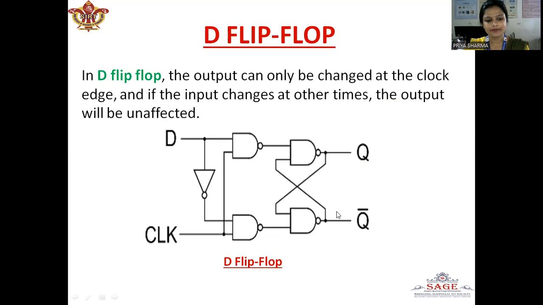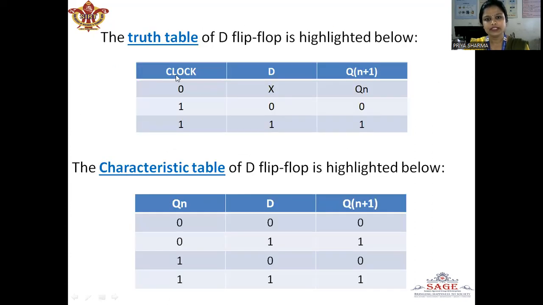Coming to the D flip-flop, or data flip-flop, it is a better alternative that is very popular in digital electronics. They are commonly used for counters, shift registers and for input synchronization. In the D flip-flop, the output can only be changed at the clock edge, and if the input changes at other times, the output will be unaffected. In this, the SR flip-flop is taken and we have combined the inputs S and R through a NOT gate and given them to the latch. Only the difference is this. So this is the truth table.